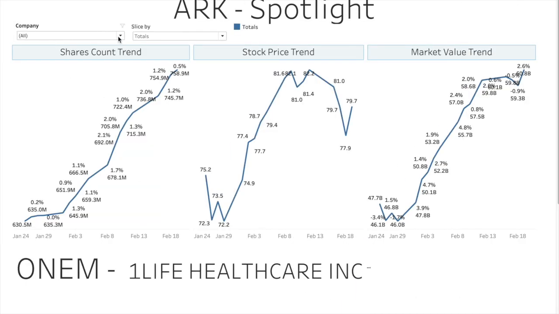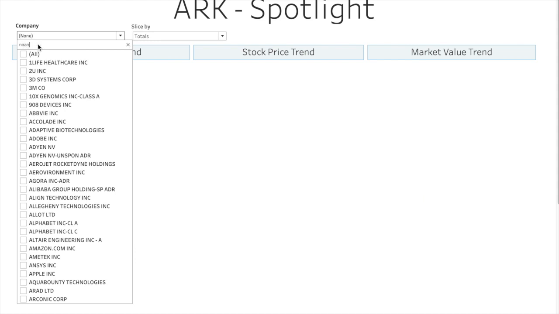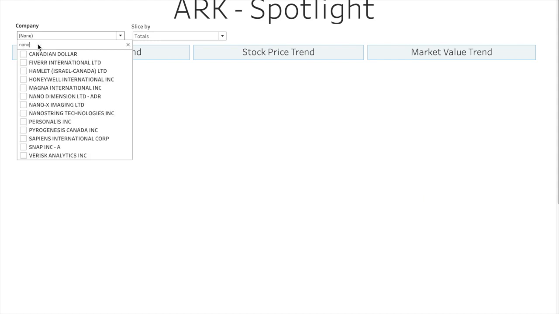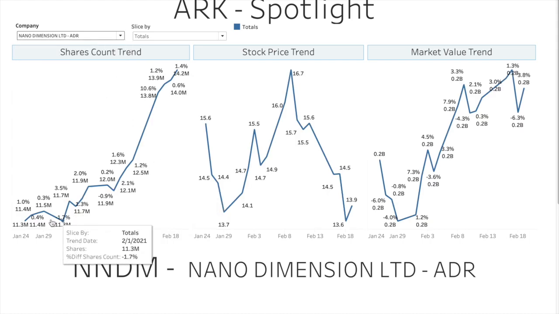So if we go here looking at the trends, let's quickly filter only on Nano Dimensions, and look at how it's been trending so far. So yeah, very bullish trend in terms of buying more and more shares. They've been buying it every day.